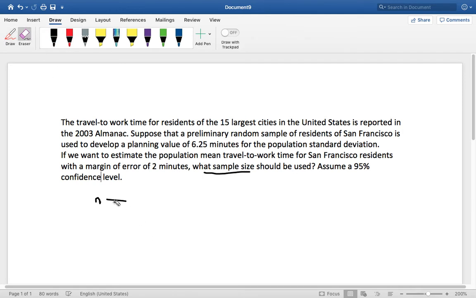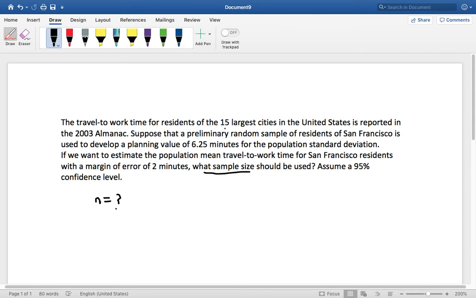So what is the sample size for the confidence interval to find the amount of time it takes people to travel to work? So that's what we want to find in here. What information are we given?